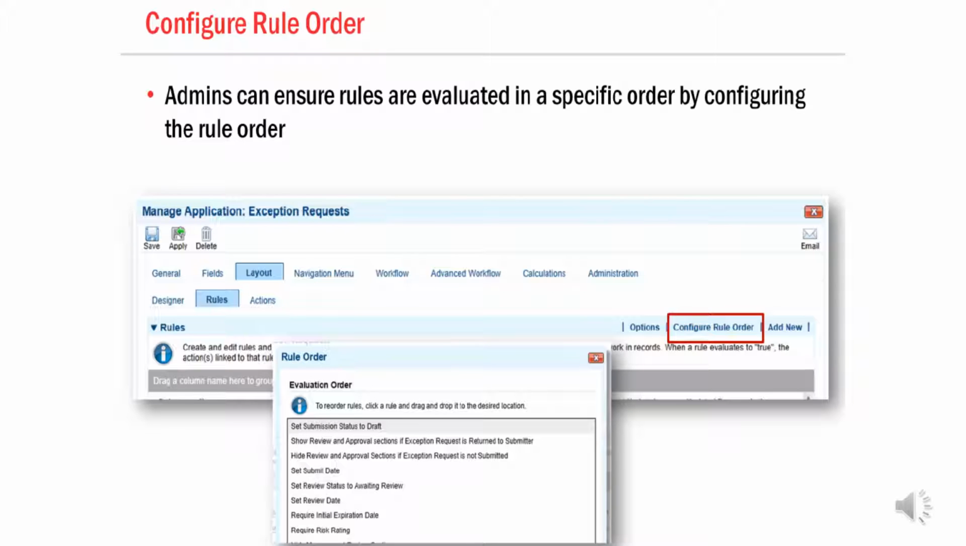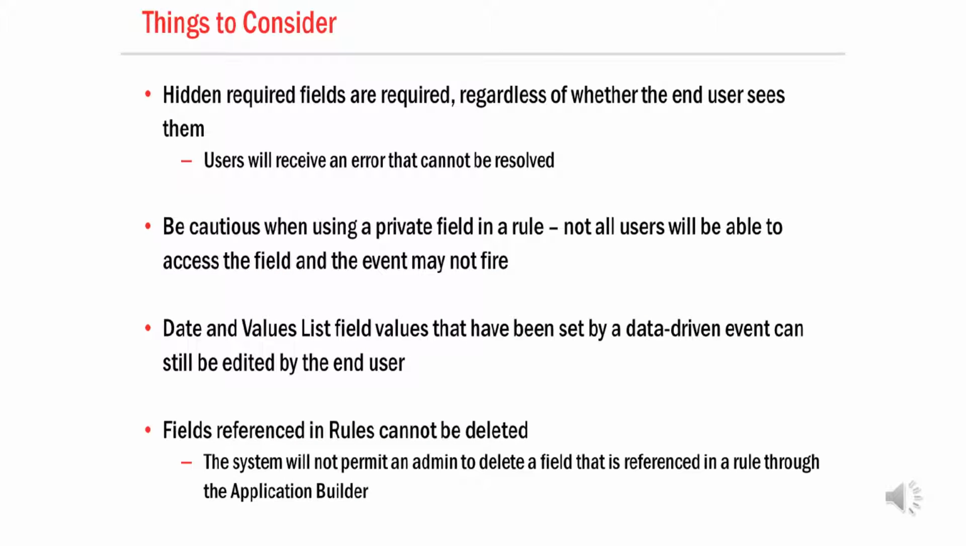Rules are evaluated sequentially according to the priority they are assigned. Rule order determines the specific order in which the applicable actions of each rule are executed. Administrators can use rule order to dynamically or conditionally control when actions are executed based on a business process. When building data-driven events, take note of these points.